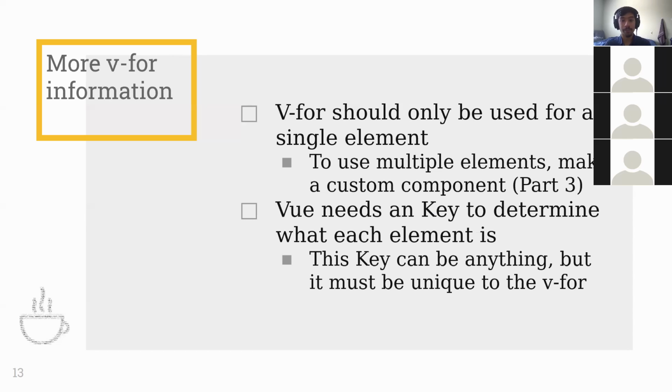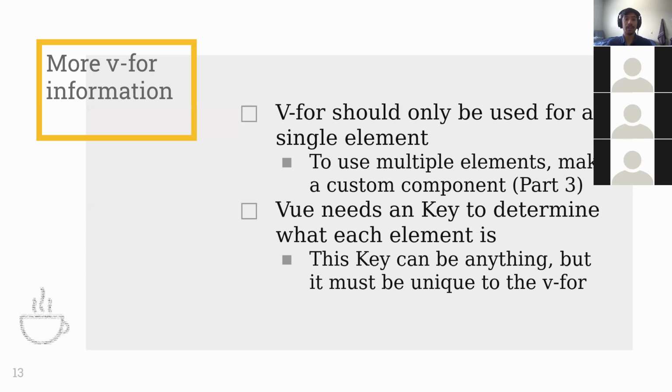We'll be talking more about that in part 3 of today's lesson, so don't worry about that too much. Just know that you should really only be using v-for in a single element. The second thing is kind of like React, which we talked about a little bit last semester. Vue needs a key to determine what each element is. So this key can be anything, but it has to be unique for each element in the v-for.